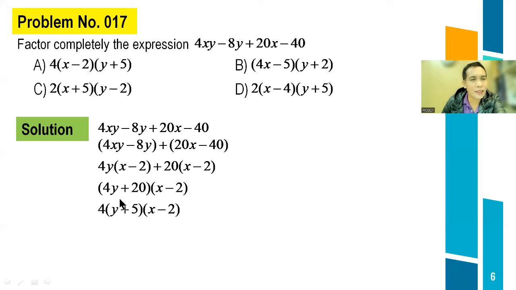But we're to look for the complete factors. 4y plus 20 has a common factor, which is 4. 4y divided by 4 is y, plus 20 divided by 4 is 5. So we have the complete factors of 4xy minus 8y plus 20x minus 40: 4 times y plus 5 times x minus 2. So the correct answer is letter A.